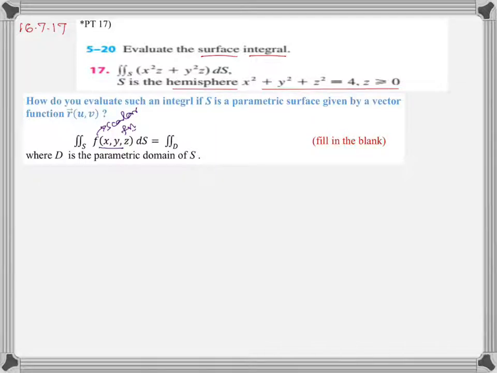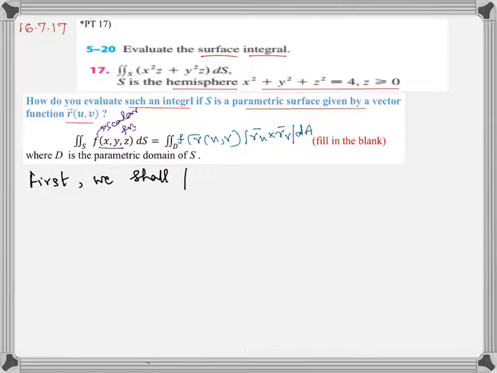So double integral over S, f of x, y, z dS equals double integral over D, f of r of u, v, then the absolute value of r_u cross r_v dA. D is the parametric domain of S.